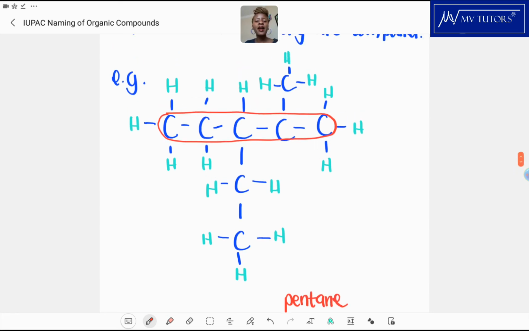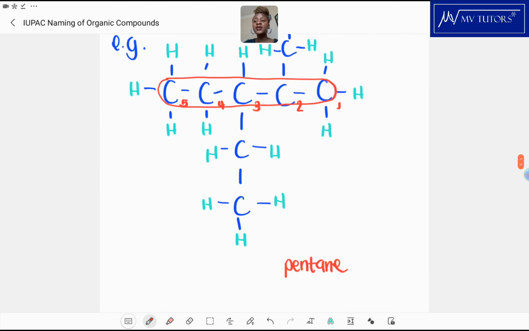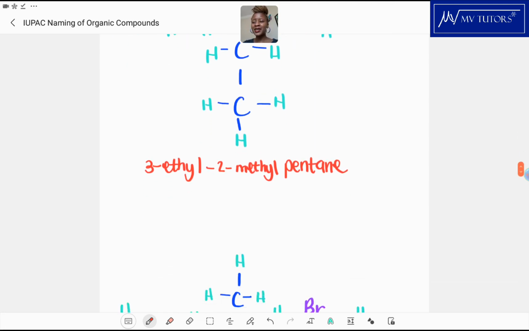Okay, now let me start numbering these carbon atoms. I'm going to start from the right. It's number 1, 2, 3, 4, 5. Okay, so on the second carbon, I have a methyl group, right? And then on the third carbon, I have an ethyl group. Ethyl comes before methyl, so it'll be 3-ethyl-2-methylpentane. Okay, we can breathe. Let's go to the next one.